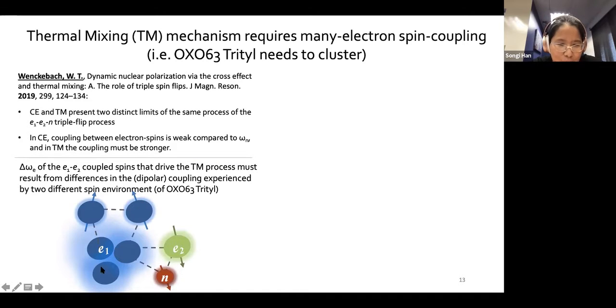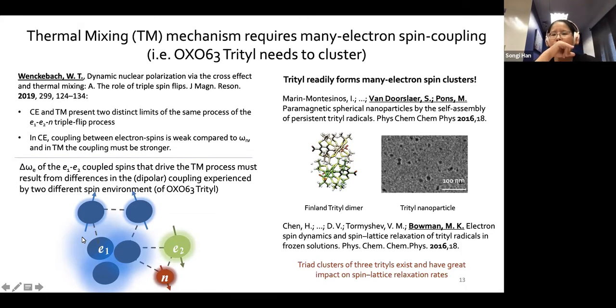You need coupled electron spins that are very strongly coupled, but you also need another electron, for example, an isolated electron spin that then has the frequency difference that corresponds to a nuclear Larmor frequency. So the dipolar coupling has to be very strong. Dipolar or J coupling, in fact, has to be very strong to encompass the NMR frequency. Now that means you need clustering.